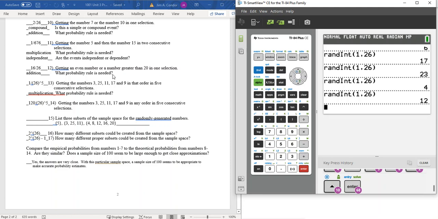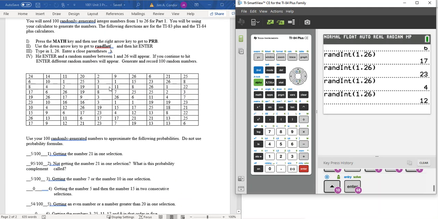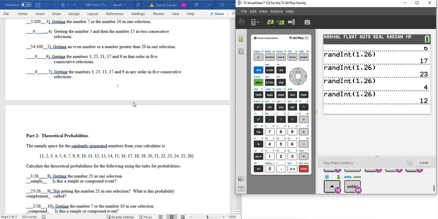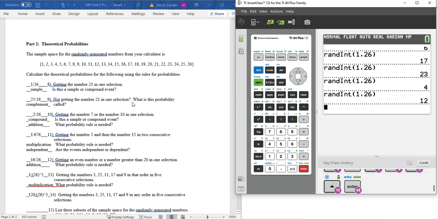All right, getting an even number or greater than 20. Now, we had to count them before. Here we were just counting all this stuff up. Well, we could use a formula. Even number, there are 13 out of the 26 numbers here that are even, so that's 13. Greater than 20 is 1, 2, 3, 4, 5, 6. So 13 plus 6 is 19 out of 26.